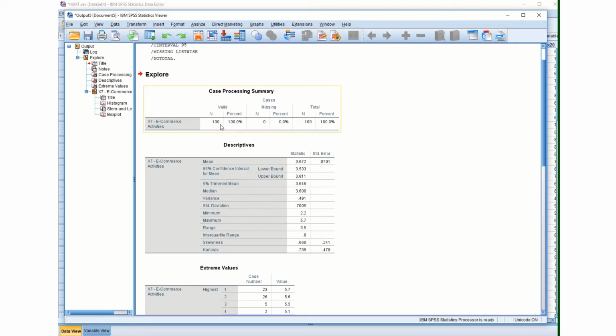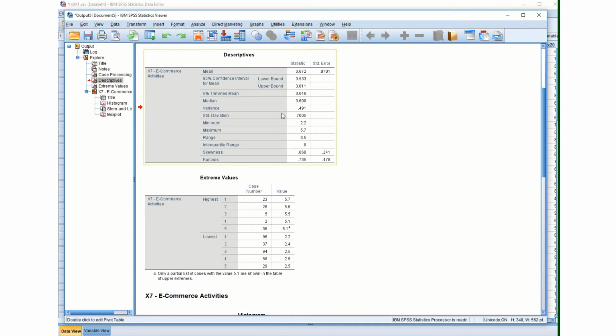We have 100% of our respondents here. There are no missing data on this particular variable. Importantly, what we want to do is remember the mean here. So we have 3.672 as our mean. And then we have our standard deviation, which is 0.7005. Okay, 0.7005 is what we're focused on there.